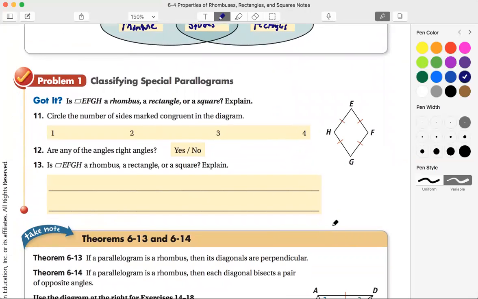Is parallelogram EFGH a rhombus, a rectangle, or a square? The number of sides marked congruent in the diagram is 4. Are any of the angles right angles? No. So what is it? It is a rhombus, because parallelogram EFGH has 4 congruent sides and no right angles.